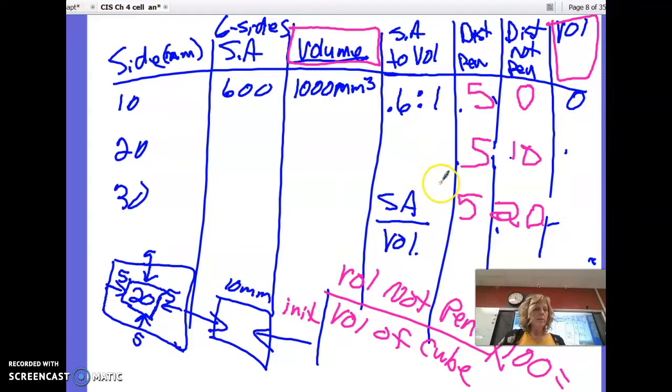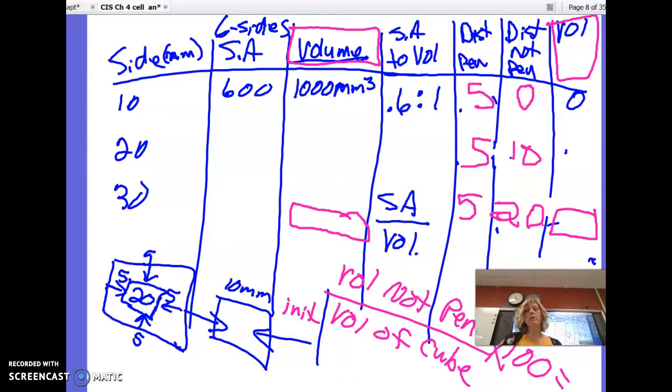But percent of volume not penetrated, let's start with the 30. If the distance not penetrated was 20 cubic millimeters, I'm going to divide that by 30, and that's going to be times 100, and that will give me my percent that's not penetrated. So again, I would take my volume not penetrated. Oh, just kidding. No, I wouldn't take 20. I would take this answer. Volume not penetrated divided by original volume, okay? Volume not penetrated divided by original volume times 100 to get it in percent. And then that's your answer for percent of the volume not penetrated.